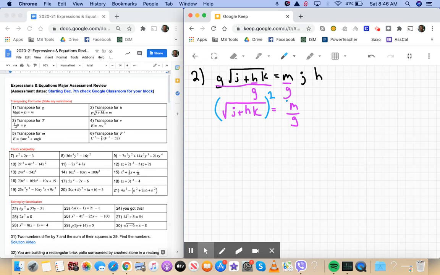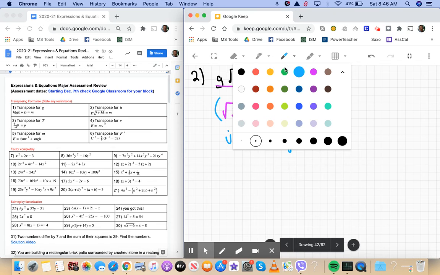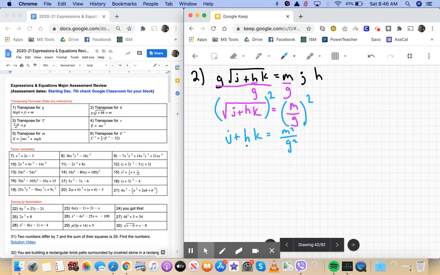Okay. So I'm going to square this. I'm also going to square this. So we end up with just j plus hk, right, is equal to m squared over g squared. And what were we isolating again? Sorry, h. So we're isolating h, so logically I'm going to subtract j, okay? So I will subtract j from this side and also this side. Okay, so let's rewrite that now. We have hk is equal to m squared over g squared minus j.